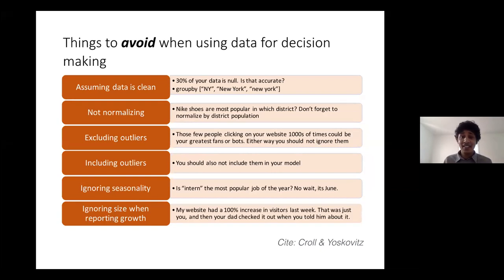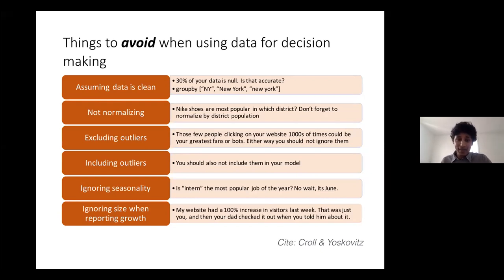Not normalizing is another big offense. Say, for example, we're trying to find out which district in Sri Lanka is most popular for Nike shoes, like which people in which district like Nike shoes the most. The easy way to do it might be to just count the number of people who buy Nike shoes within each district, and just plot it. But this is a mistake, because this will most probably give you just the most highly populated districts. So you need to normalize by the district population in order to get the proper value.